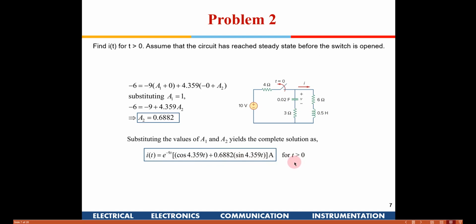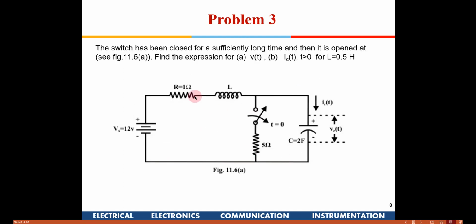So let's take on one more problem. Okay, now in this problem it is slightly different. Here the switch has been closed for a sufficiently long time, and then at t is equal to 0 it is opened. So you are going to throw it open at t is equal to 0. Okay, so here also the first and foremost thing to do is find out the voltage across the capacitor and the current in the inductor.